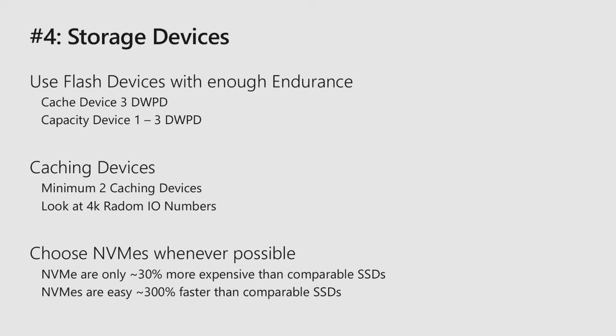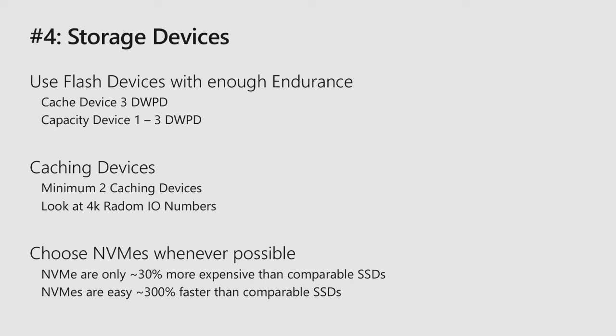So when you use flash devices for caching, go with a DWPD of 3. DWPD stands for disk writes per day. It's a measurement of how often you can overwrite a disk per day, and it will be guaranteed to hold for 5 years. After that, it can fail. So it's a measurement of how often you can overwrite a flash device. For capacity devices, 1 to 3, depending on how much write workload you have.